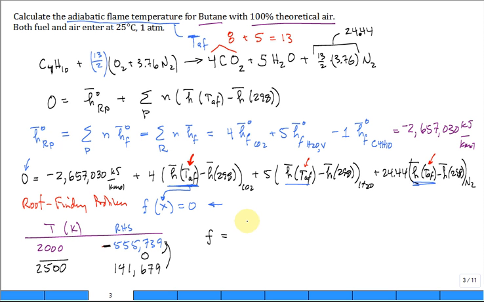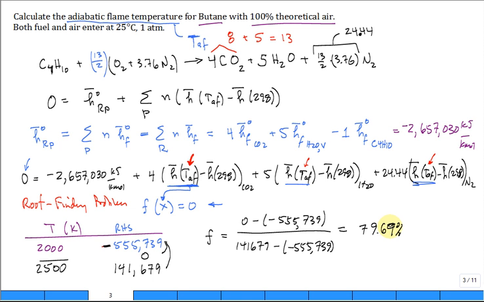So it'll be 0 minus a minus 555,739, over 141,679 minus a minus 555,739, and that fraction comes in right at 79.69%. So 79.69% of the way from 2000 to 2500 is the next best estimate of the adiabatic flame temperature.